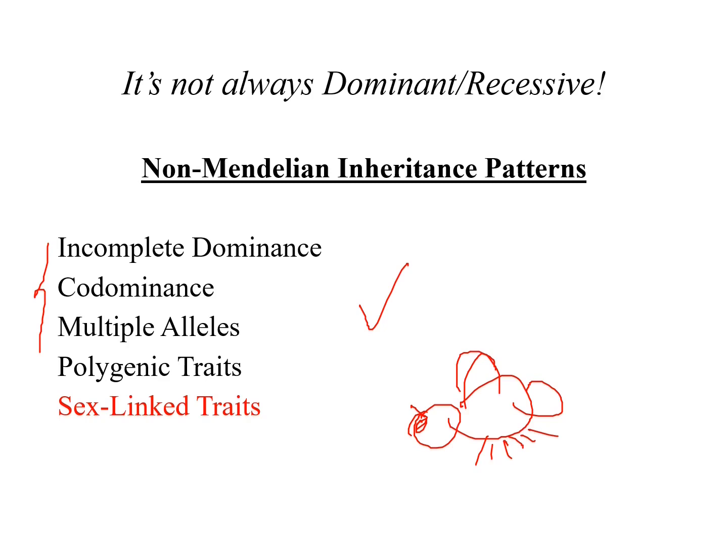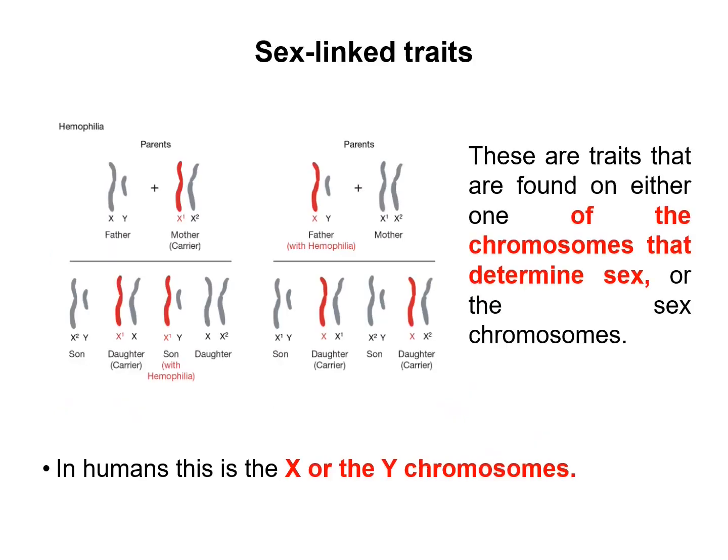And they found it by studying sex-linked traits. I'm going to show you some examples that later we will study in more detail in the following lecture with Thomas Morgan. Sex-linked traits are traits that are found on either of the chromosomes that determine sex, the sex chromosomes. In humans, for example, we have an X and a Y chromosome.